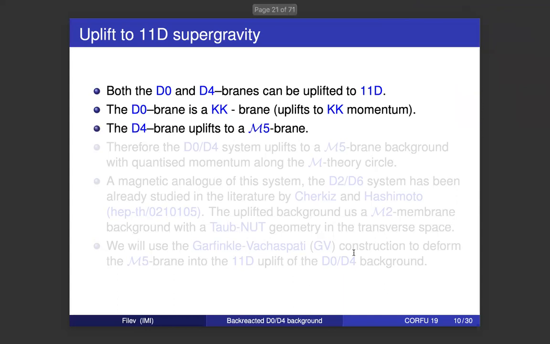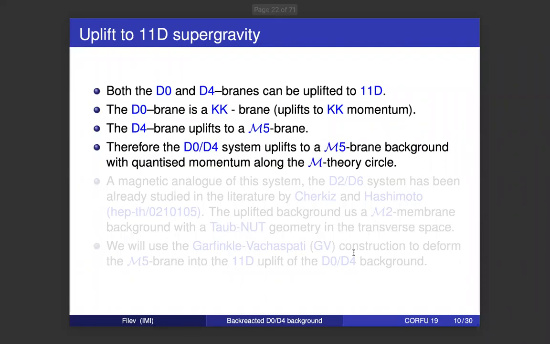Now, the D4 brane, on the other hand, I mentioned that already, uplifts to the M5 brane. And so in 11 dimensions, this would result in constructing an M5 brane background with momentum. And this momentum, by the way, is along the M-theory circle. So this is what we want to do.